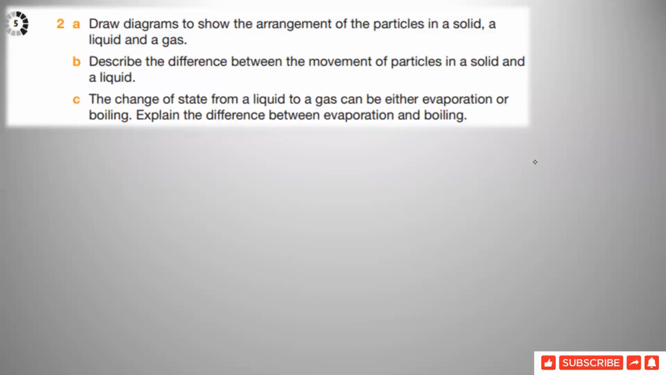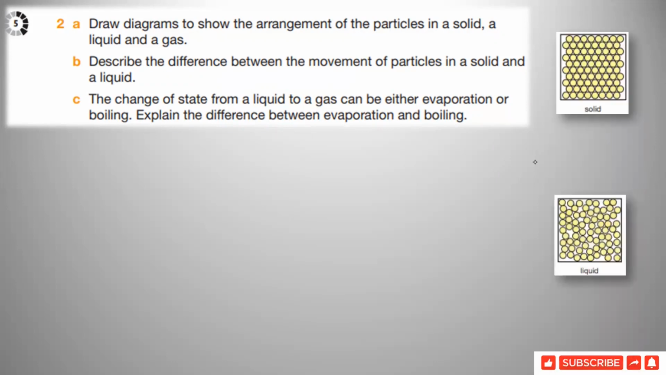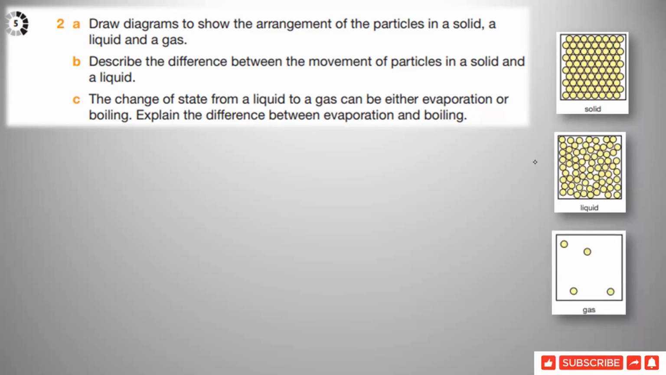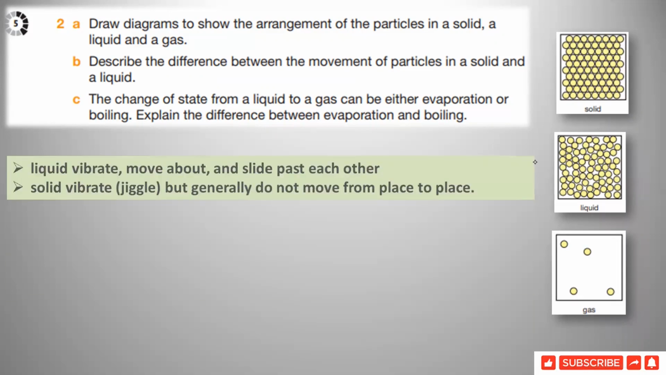Question 2. Draw diagrams to show the arrangement of particles in a solid, a liquid and a gas. So you can see, you can draw in this way. This is the solid arrangement, this is the liquid arrangement, and this is the gas arrangement, as we have already learned. B part. Describe the difference between the movement of particles in a solid and a liquid. The answer is liquid particles vibrate, move about and slide past each other, whereas solid particles vibrate, jiggle but generally do not move from place to place.